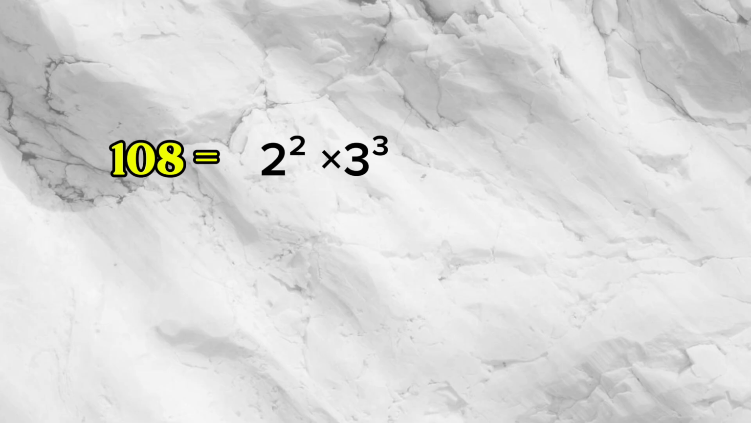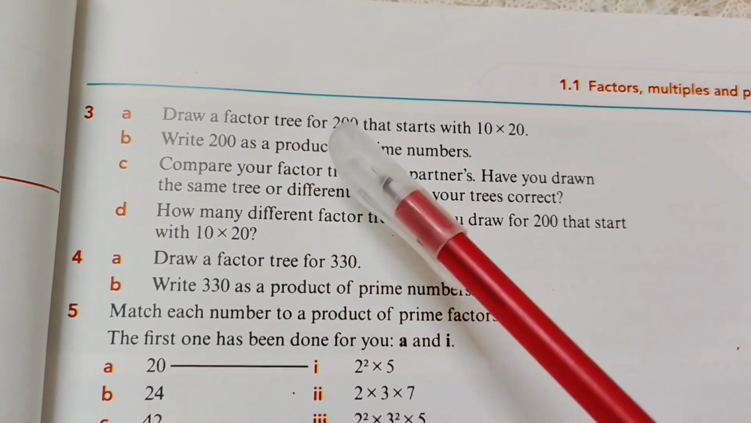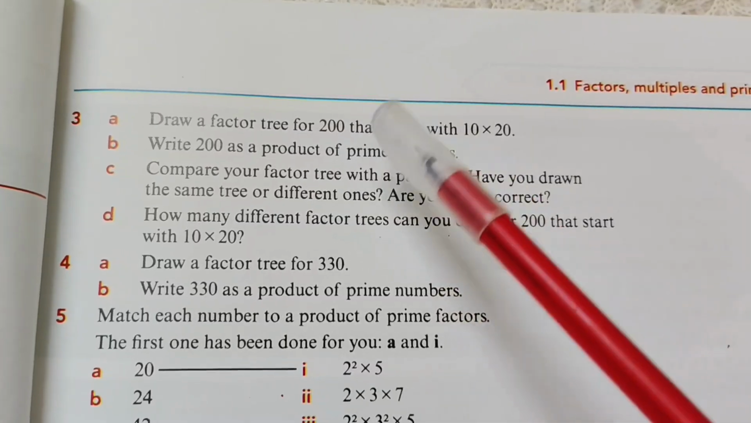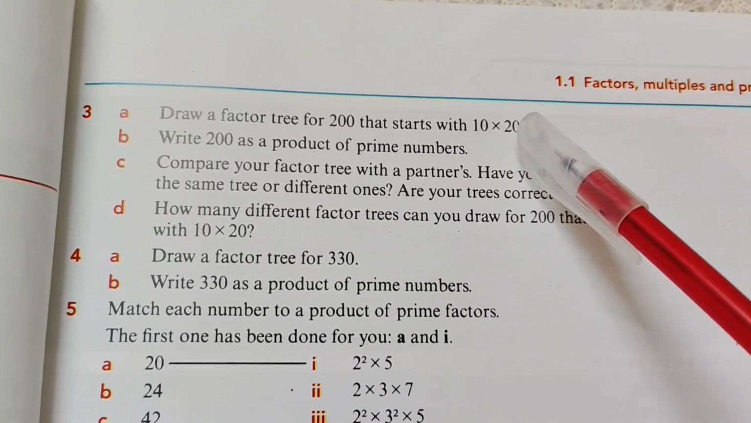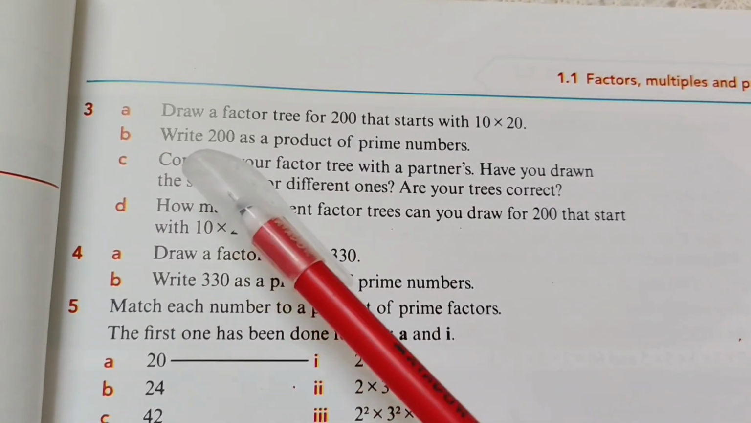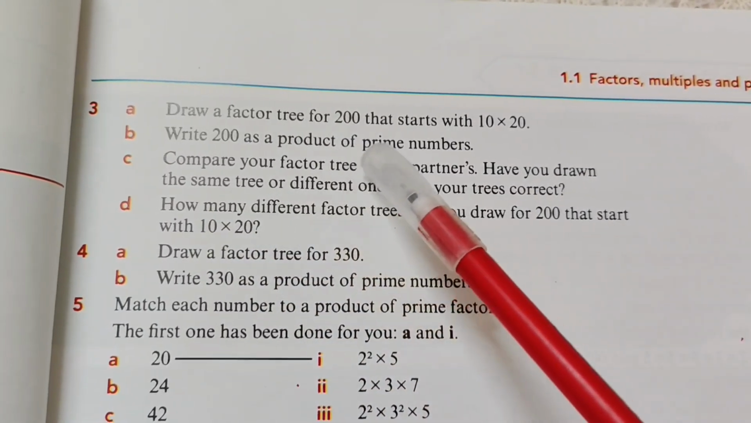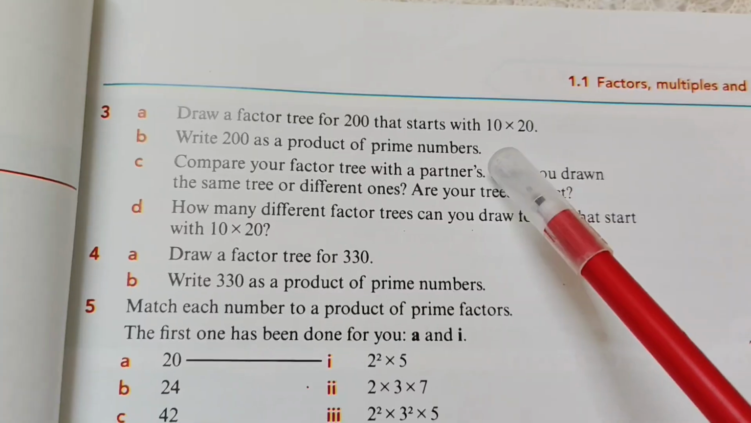If you want to write 108 as a product of prime numbers, we should write 2 squared times 3 cubed, or in simpler terms, 2 times 2 times 3 times 3 times 3. Number 3, we have to draw a factor tree for 200 that starts with 10 times 20. And in B, write 200 as a product of prime numbers.